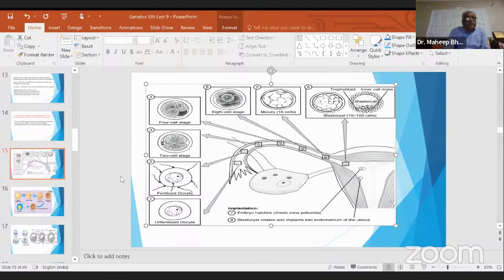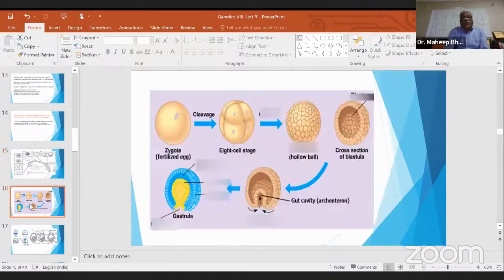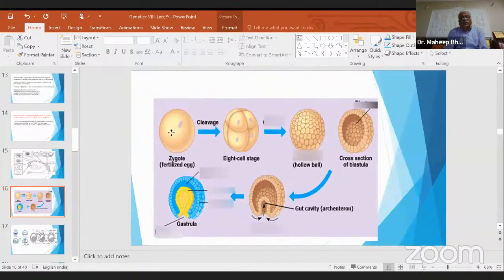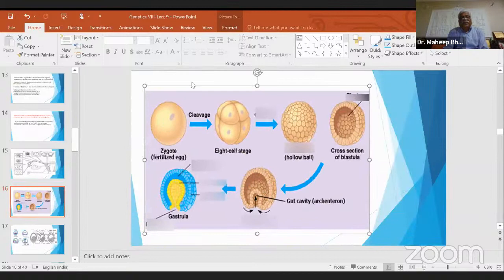Now, after this stage, there is a formation of a stage called the gastrula. So I will again show you the same thing. Single-cell zygote, which is the fertilized egg. From the fertilized egg, there is a formation of 2-cell, 4-cell, 8-cell, and 16-cell stages. Then there is a solid ball, which is called a morula. And then there is a formation of a blastula. And this is the central cavity, which is known as the blastocoel. And then there is a formation of a gastrula.